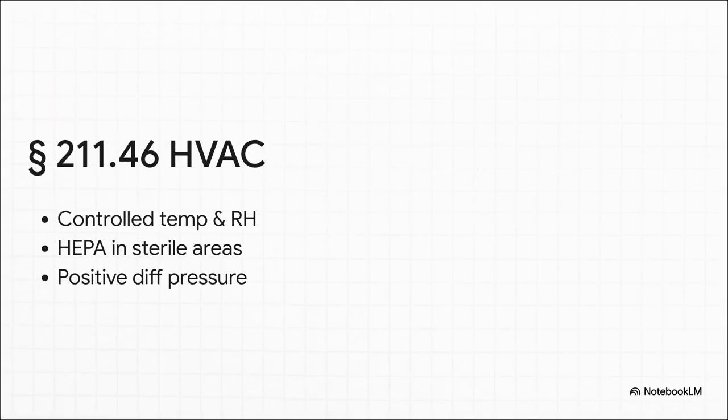Alongside those static walls, we have the dynamic air. Section 211.46 sets out the HVAC expectations. Naturally, we need adequate ventilation, with carefully controlled temperature and humidity where required. But crucially, we must have HEPA filtration in sterile areas.